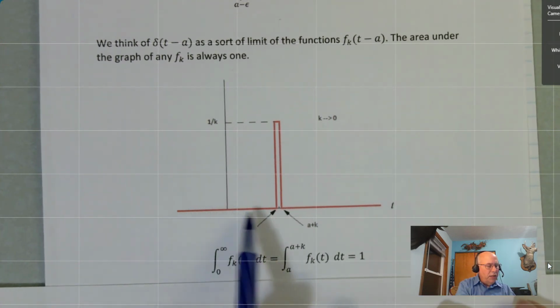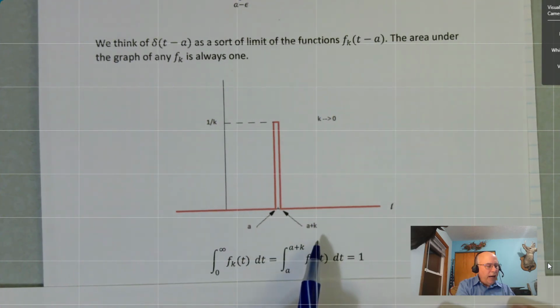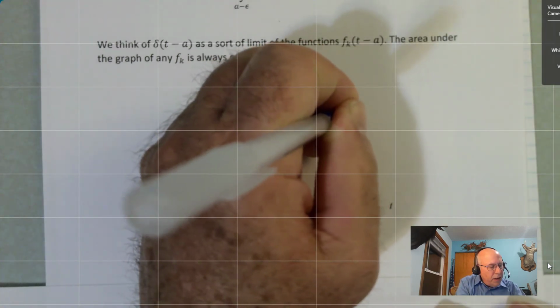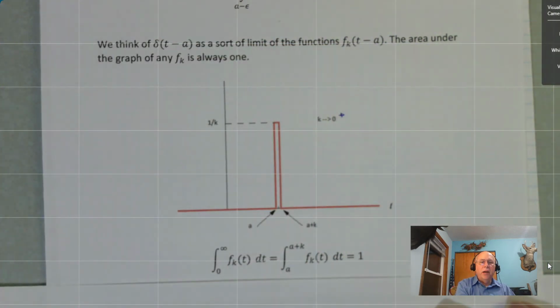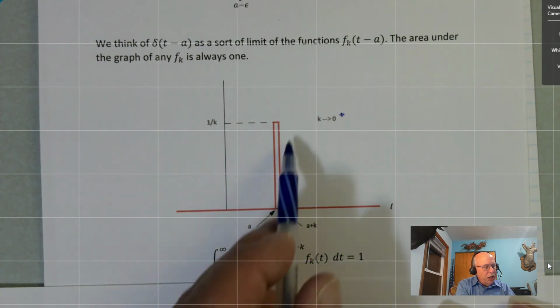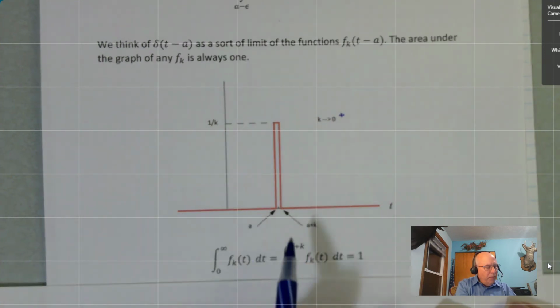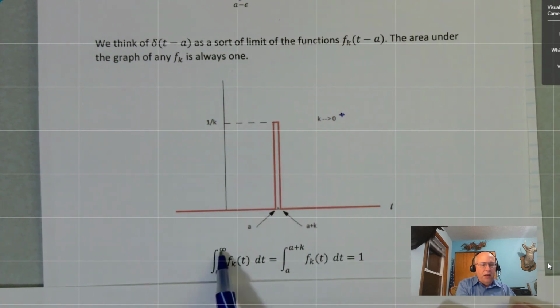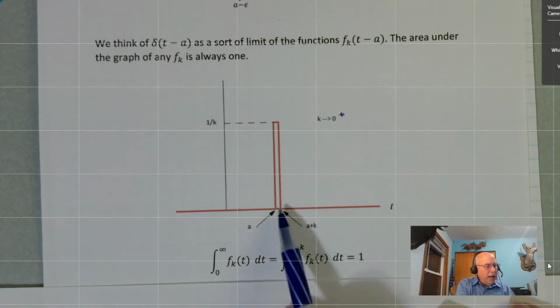Suppose we had a function that's 0 everywhere except on the interval from a to a plus k, and k is getting close to 0 from the right. So it's a positive number, but it's getting very close to 0. Then if we made the height of this function 1 over k, and we make the width of this interval k, then k times 1 over k is 1, right? So if you integrated this thing from 0 to infinity, it would be exactly the same as integrating it from a to a plus k, because the only place it's non-zero is right there, and every time you'd get 1.